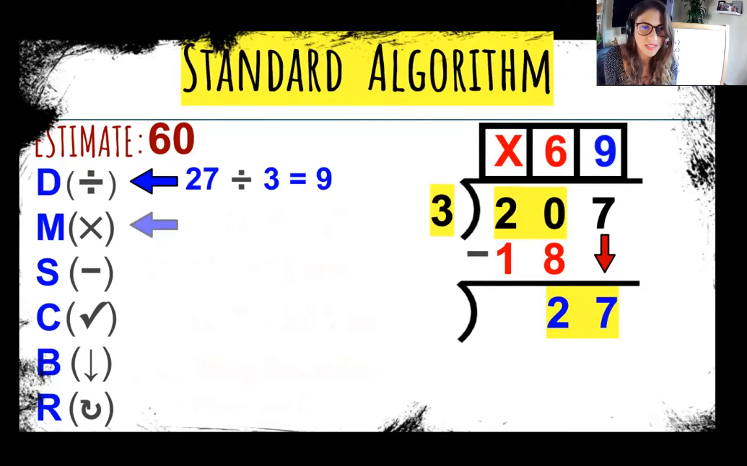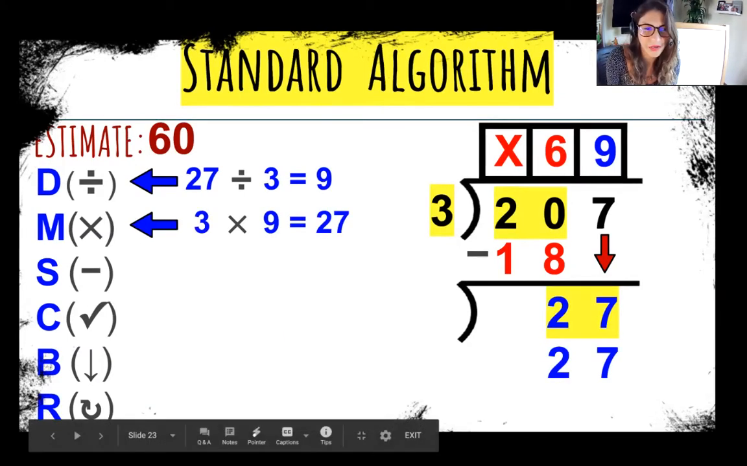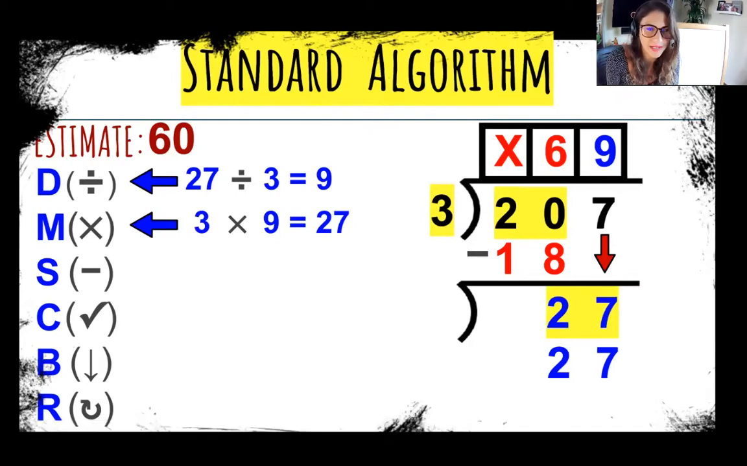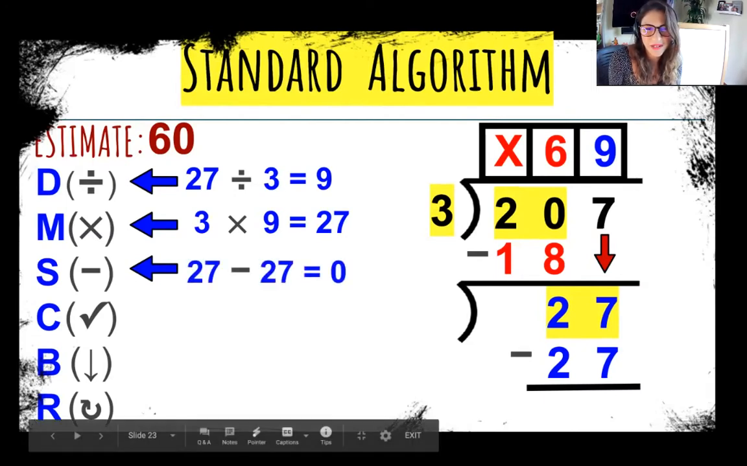Next step, multiply. Only focus on the blue now. 3 times 9 is 27. All right, put that directly underneath, and I think you already see where it's going when we get to our next step. Subtract, yes, that's right. Pretty easy here with our subtraction. 27 minus 27, we have 0 as our remainder.